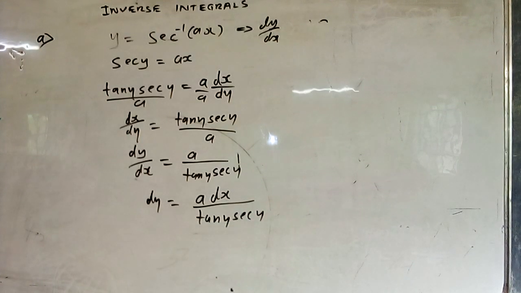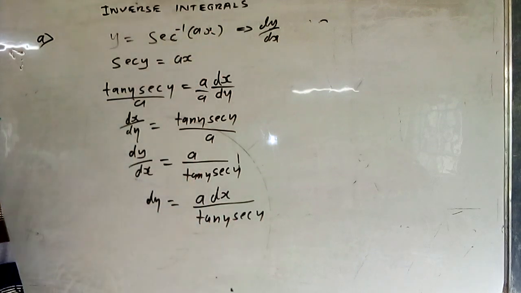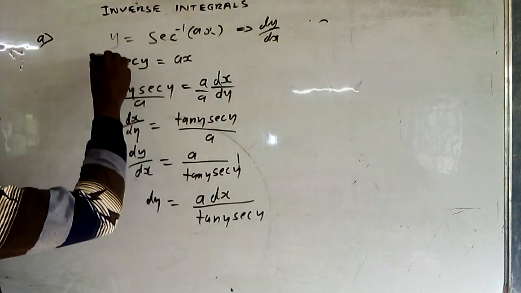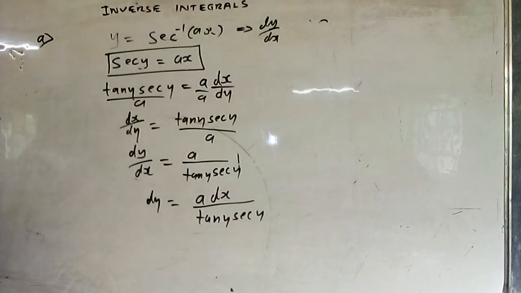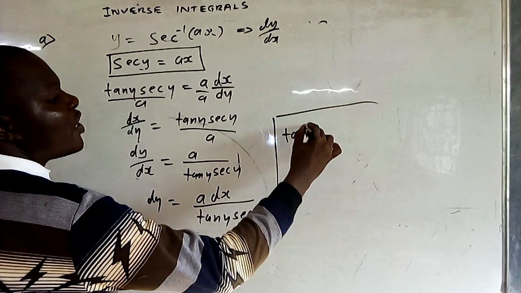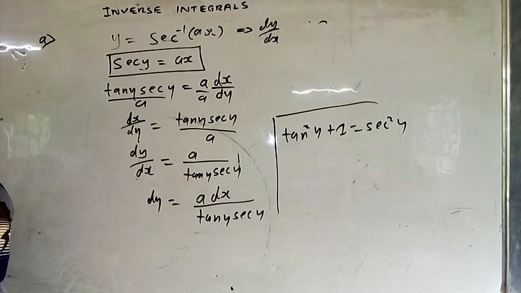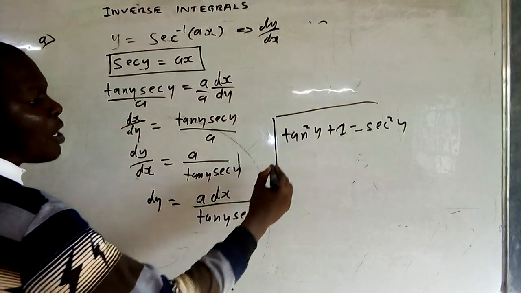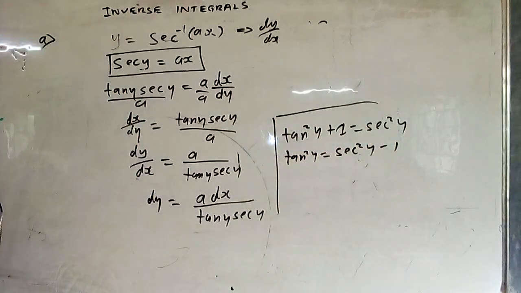Everything here, because we have sec inverse of x, meaning tan y sec y must be in terms of x, isn't it? So already we know sec y is ax, meaning where there is sec y, we are going to put ax, isn't it? So what we need to look for is tan y, isn't it? How do we get tan y? Pythagorean identity, isn't it? So we know that tan squared y plus 1 is sec squared y. So this means that tan squared y is equal to sec squared y minus 1, isn't it?